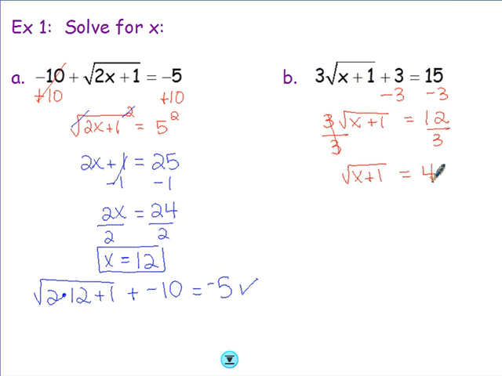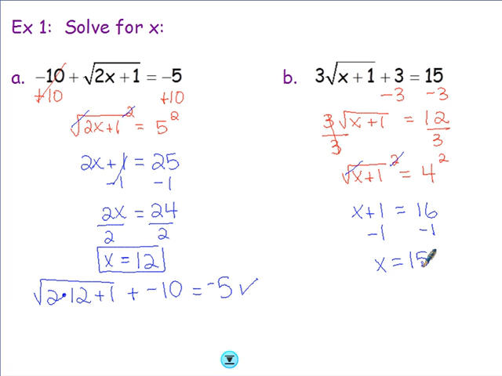Now we can move on to step 2. We want to get rid of the radical, so we're going to do the opposite. The opposite of square root is using a square. Just like the first problem, those two cancel. That leaves us with x plus 1 equals, and 4 squared is 16. Now we have a very easy problem to solve. We're going to subtract 1 from both sides. We get x equals 15.